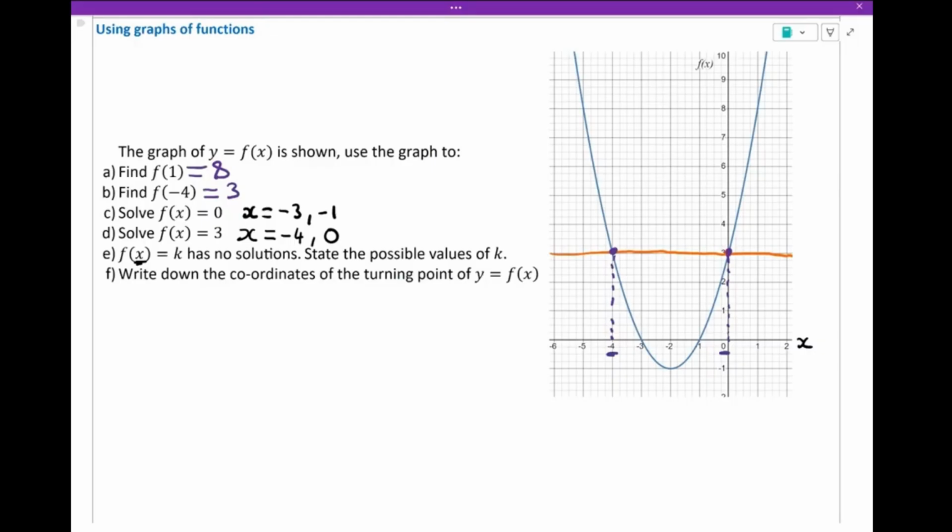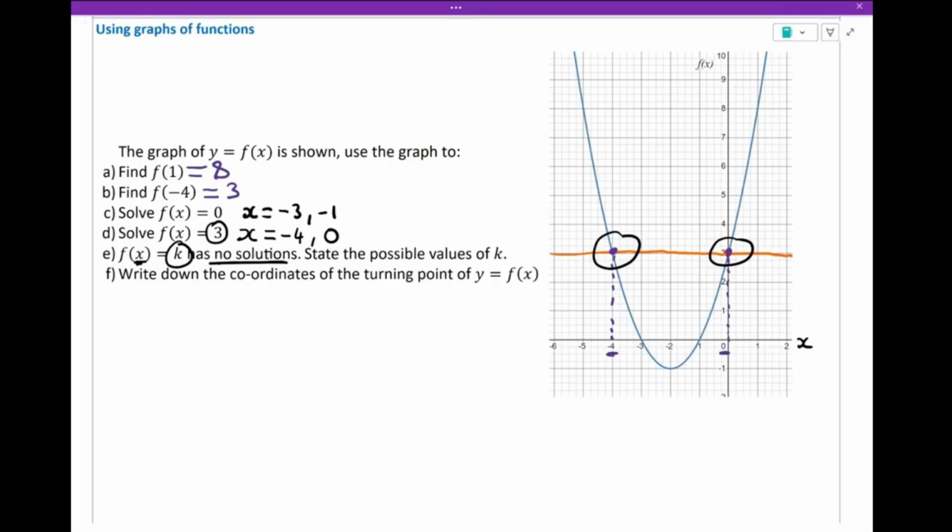Well, if we look at my working for the previous equations, I ended up drawing a horizontal line at the height of this numerical value here. So for part D, that was 3. For part E, that is k. So I'm going to have to draw a horizontal line at k on my y-axis, and I want no solutions. Now, the number of solutions is the number of points of intersection, so I want my horizontal line to not intersect with my curve at all.